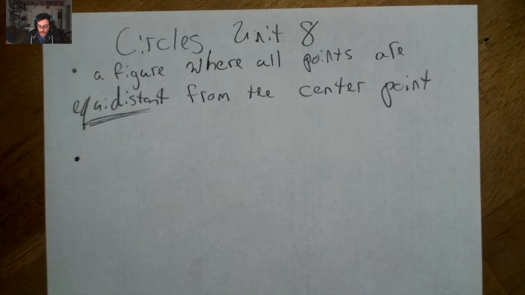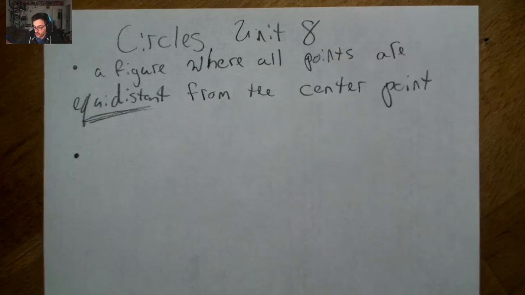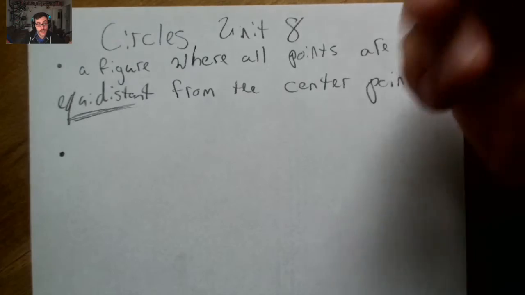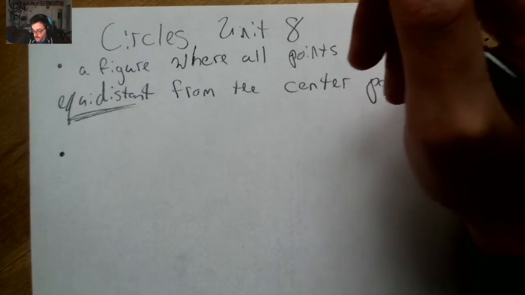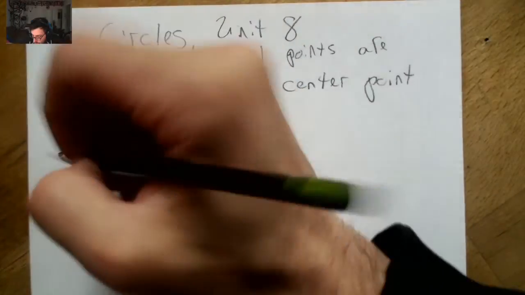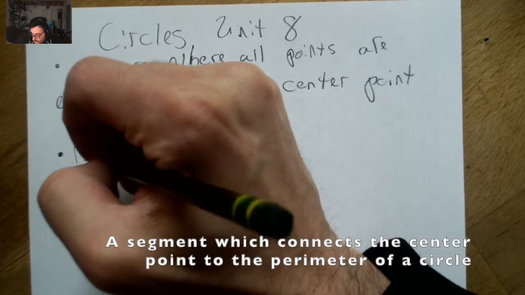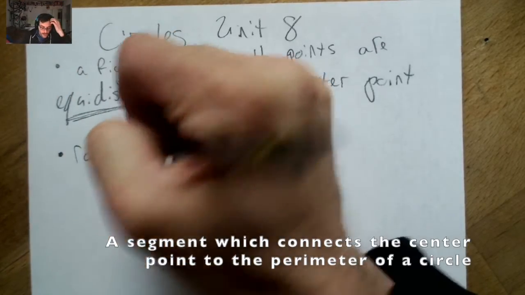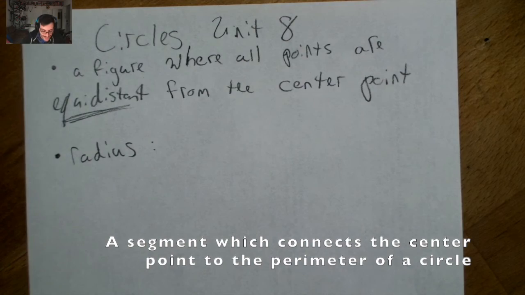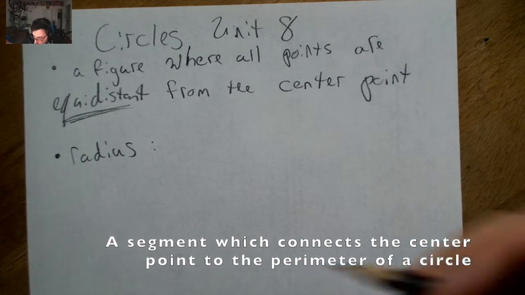So infinite number. We have three specific terms that we're going to touch on. You might remember them from middle school: our radius, our diameter, and our circumference. The first one we're going to work with is our radius. And our radius we can describe as a segment which connects the center point to the perimeter of a circle.